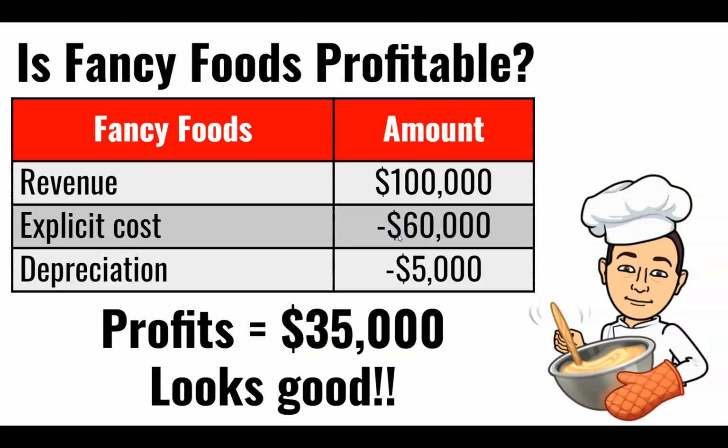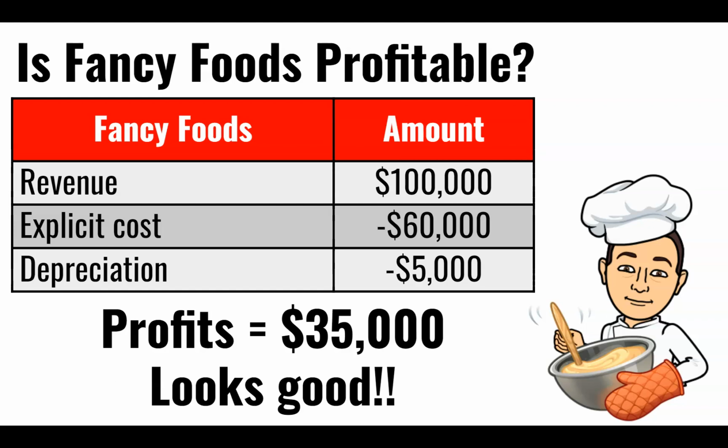So let's look at an example. Let's pretend that Fancy Foods is a restaurant and it earns $100,000 in revenue. There are $60,000 in explicit costs. The equipment has $5,000 worth of depreciation on it because it's getting used up and approaching its end of usable life. And so at the end of the day, Fancy Foods earned $35,000 in profit, which looks great. $35,000, pretty good for a real small restaurant.